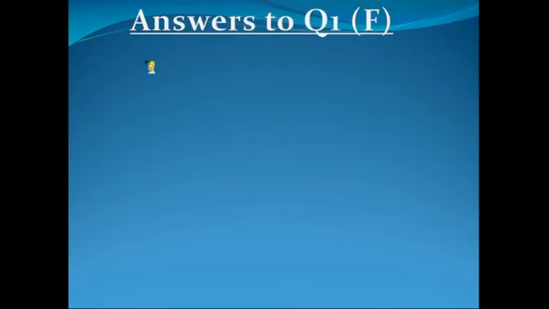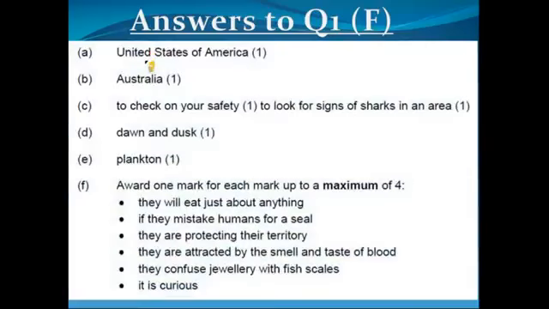Okay, so here are the answers to question 1 at the foundation level. A is United States of America, B is Australia, C, the lifeguard's duties are to check on your safety for 1 mark and to look for signs of shark in an area, 1 mark. The sharks eat at meal times at dawn and dusk, so you obviously need both of them for the 1 mark. The food that they eat is plankton, and then down here you get 1 mark each with a maximum of 4, so obviously you can only get 4 marks.